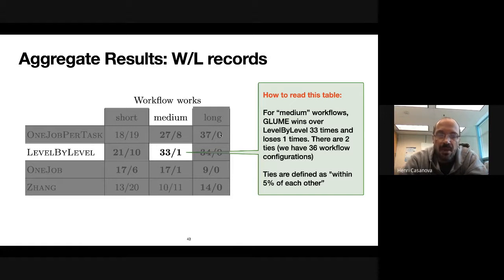And because the algorithms are often very close to each other, we didn't want to bias the results here by counting as a win by 0.1%, right? So in this table, we pick that you win only if you're 5% better. The results are not very different if you pick 2% or 10%, turns out. It's just a way to filter out the tiny wins that are probably not meaningful, right? So that's why 33 plus 1 is lower than 36, meaning there are two ties where the algorithms are within 5% of each other in terms of makespan. Okay, so that's how we read the table.